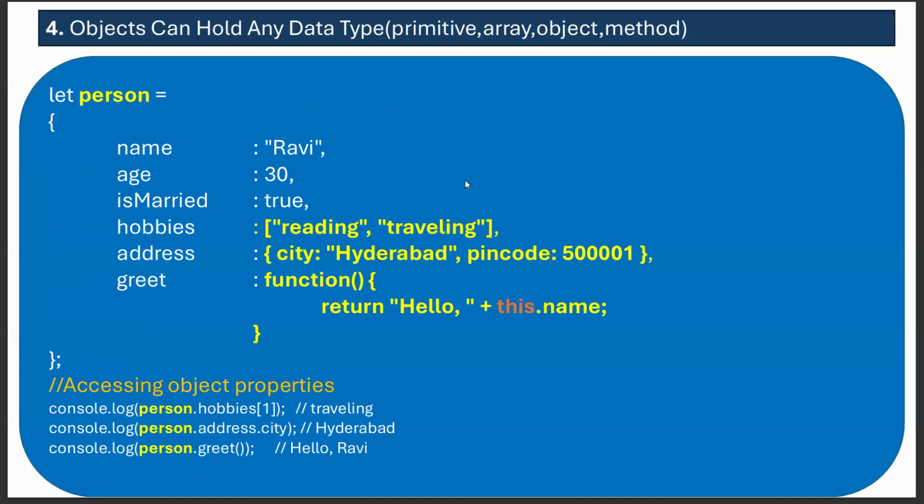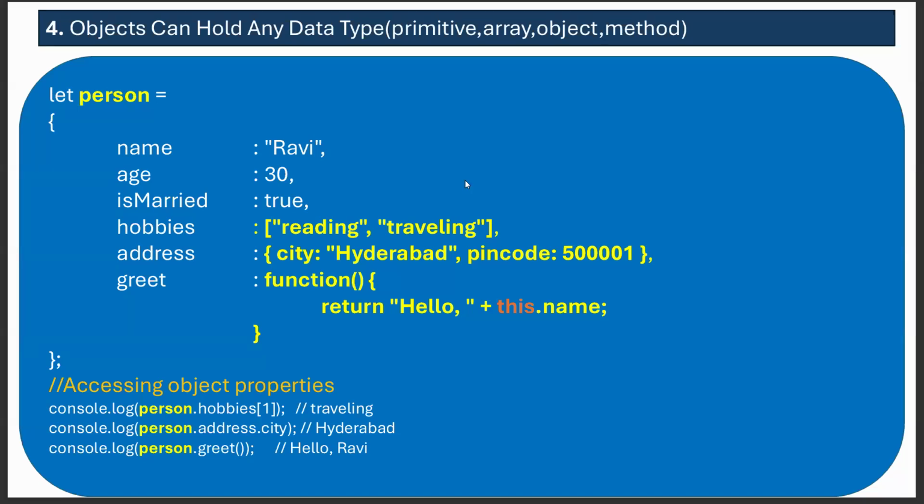Okay, and then we discussed a very important note. An object can hold any type of data. If you see this code, name is a key and the respective value is a string. Then the next key's value is a number. The next key's value is a boolean. And the interesting part, the last three things: an object can hold an array, hobbies. An object can hold another object, like address. An object can hold a function definition also.